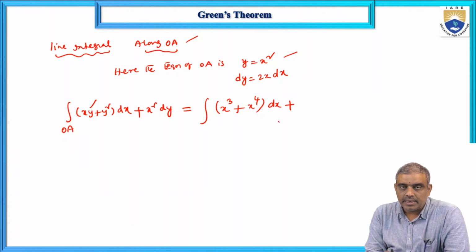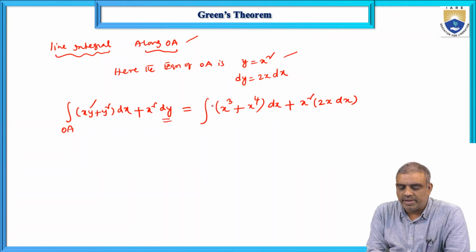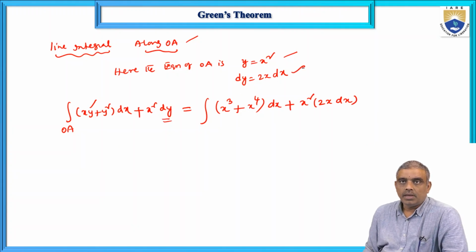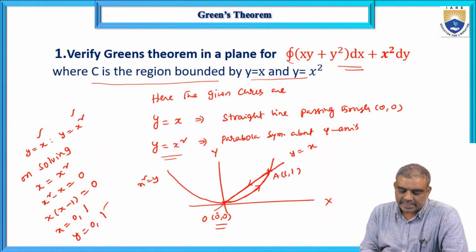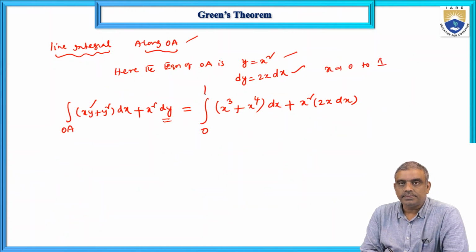To evaluate the line integral, I am changing all the terms in terms of one variable, either y or x. Similarly, x square, what is dy? dy is 2x dx. Because we are using the variable x, we have to write the limits for x. Here x varies from 0 to 1. Now on integrating, what will we get?